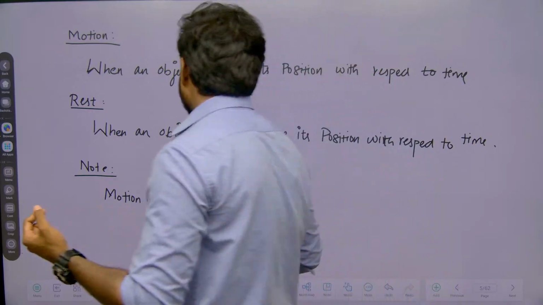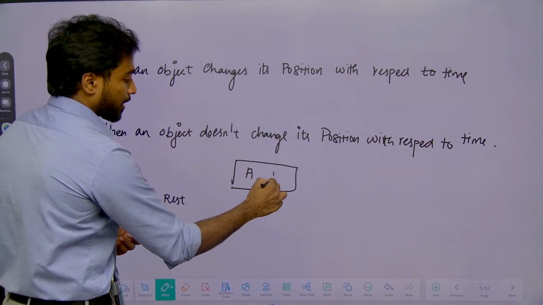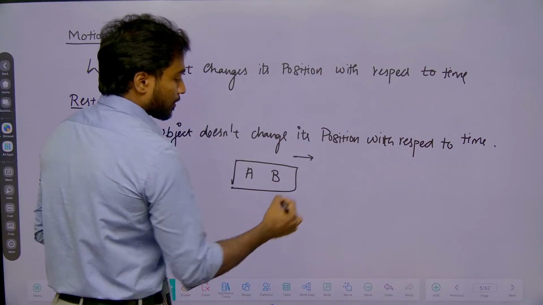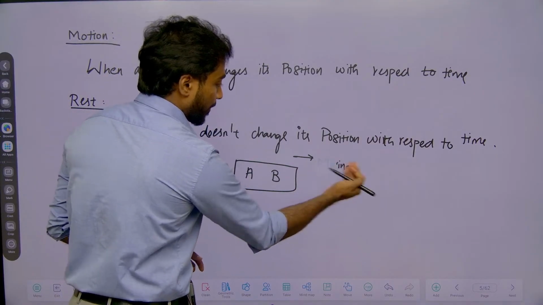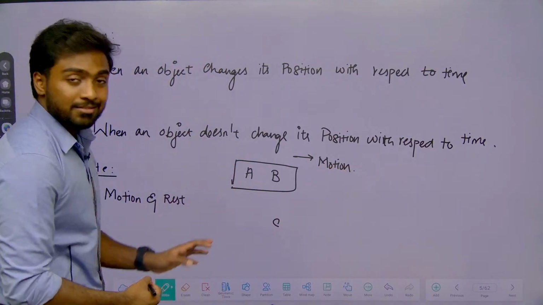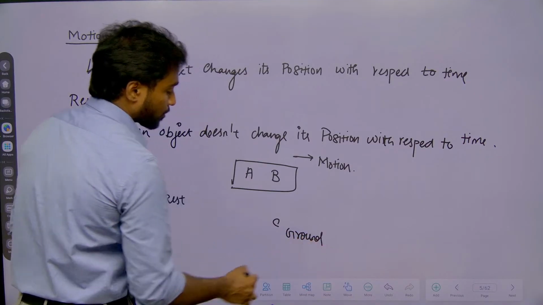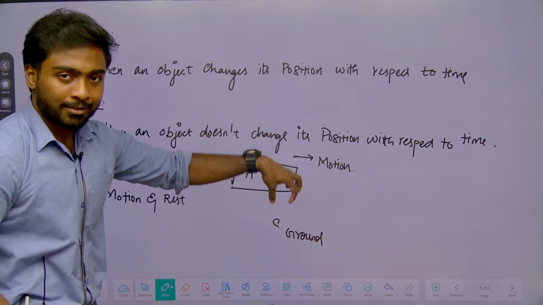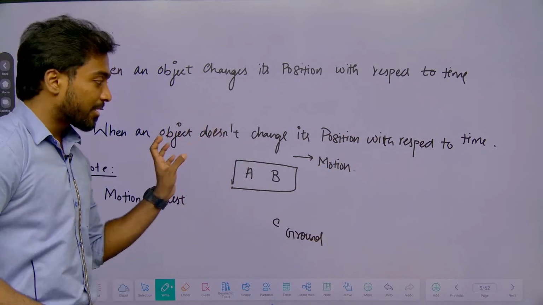Suppose the example is, let me take persons A, B and C. Persons A and B are sitting inside a bus and the bus is moving, the bus is in motion, and person C is outside on the ground, so he is at rest, okay.